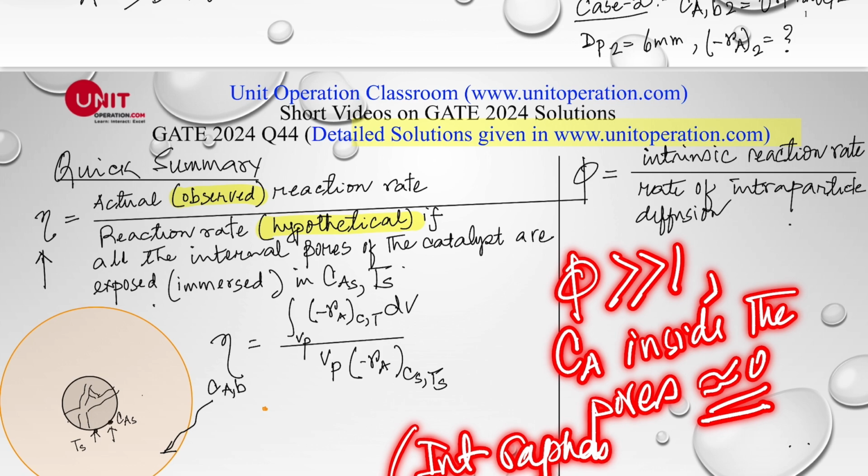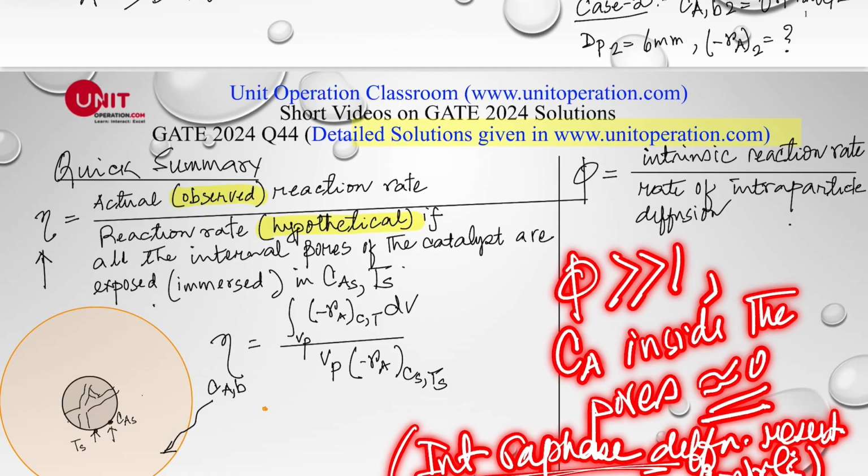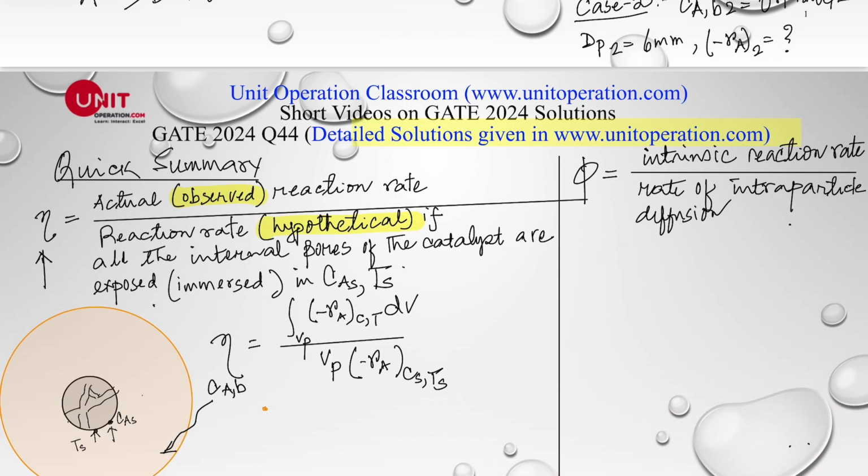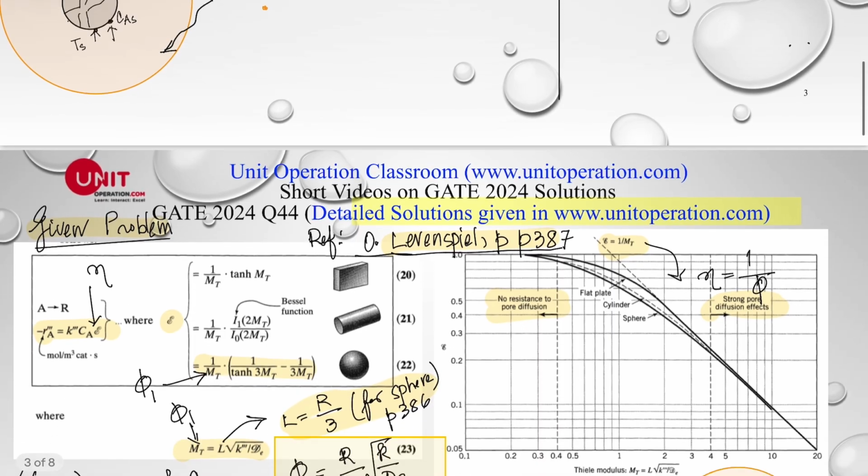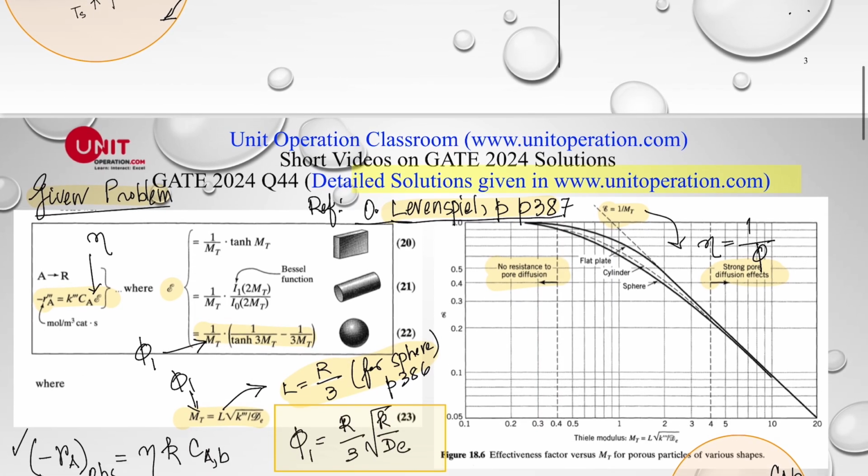Right, and this is called the intraparticle diffusion resistance controls regime. So our problem is in this range. That means phi is much greater than 1.